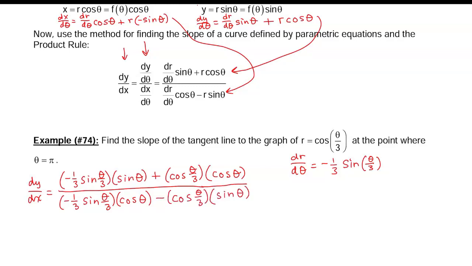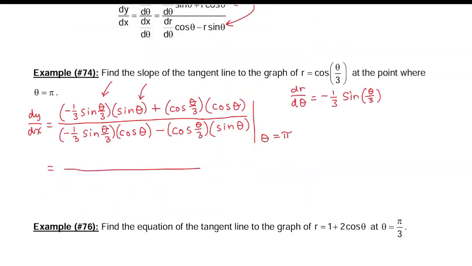Now, this expression, if it were easy to simplify, we could do that next. But we have two types of angles here. We have a theta over 3 angle and we have a theta angle. So perhaps just evaluating at this point would be the most efficient next step. Let's evaluate at theta equals pi. Substituting pi in for all of the thetas. In the numerator, the first parentheses will be negative 1/3 times root 3 over 2, and then the sine of pi is 0. The cosine of pi over 3 is 1/2, and the cosine of pi is negative 1.